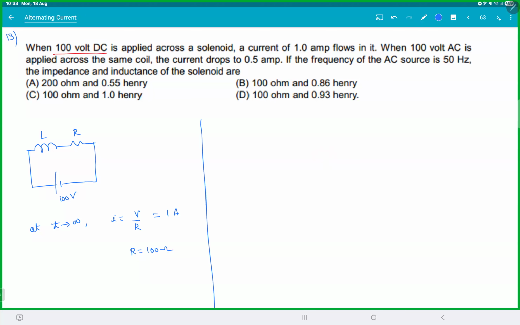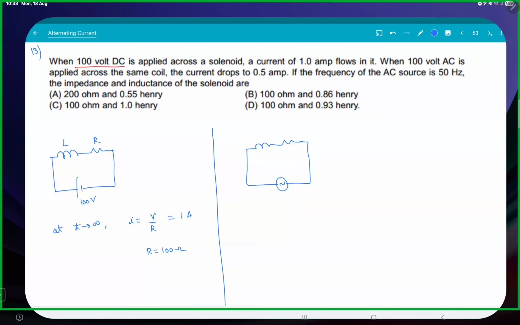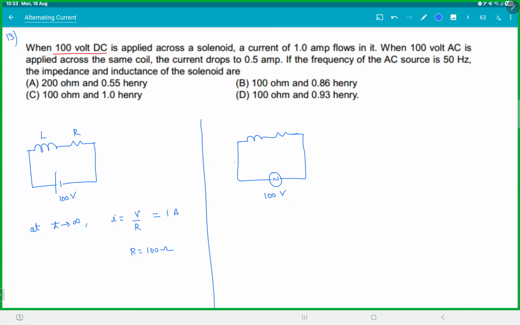Then he said, now you take this and connect it to an AC circuit. So you have to be careful what he's talking about, AC battery or DC battery. And this is also 100 volt AC. And he said current has become half ampere. So I will be VRMS by Z. Remember now he's talking about a current in AC and he's saying constant, so that is RMS. This became half, and VRMS is 100, so Z is 200.